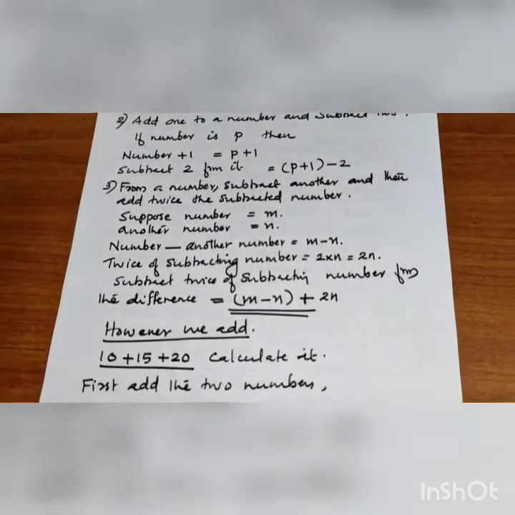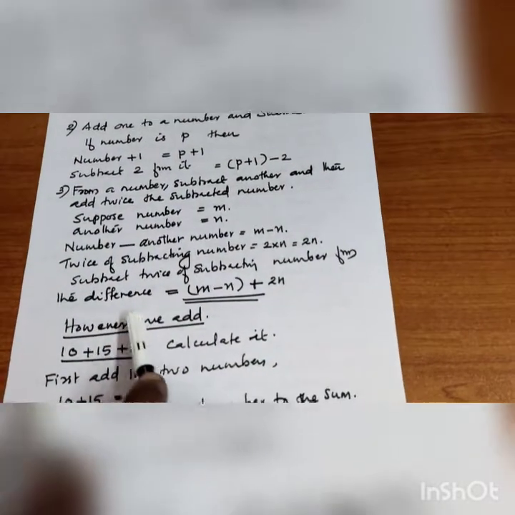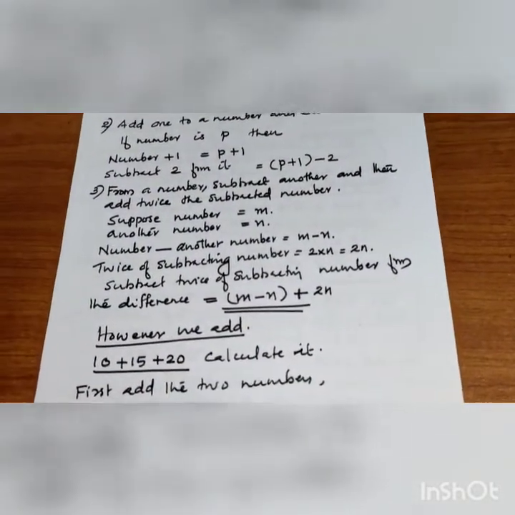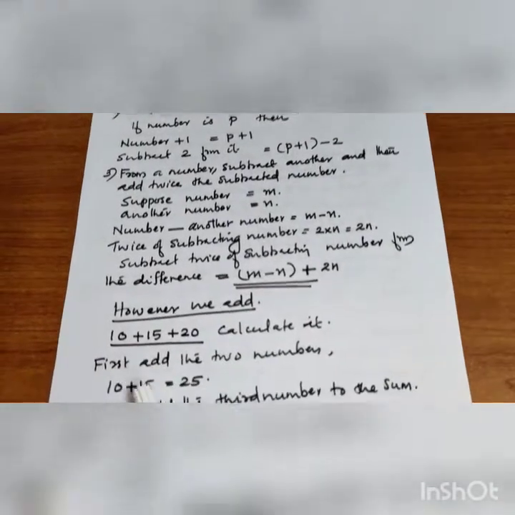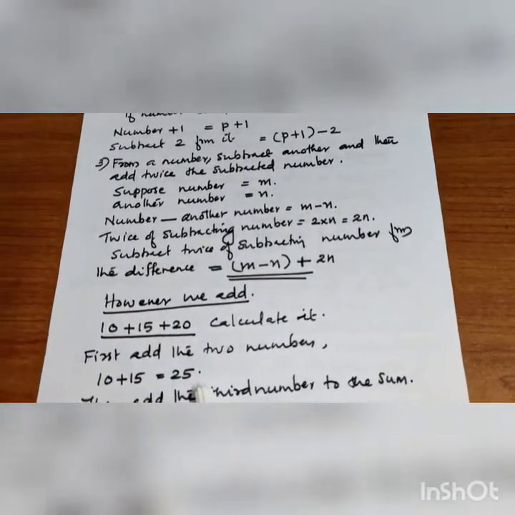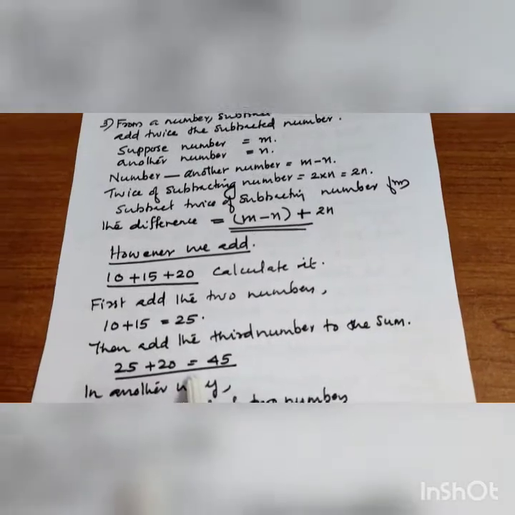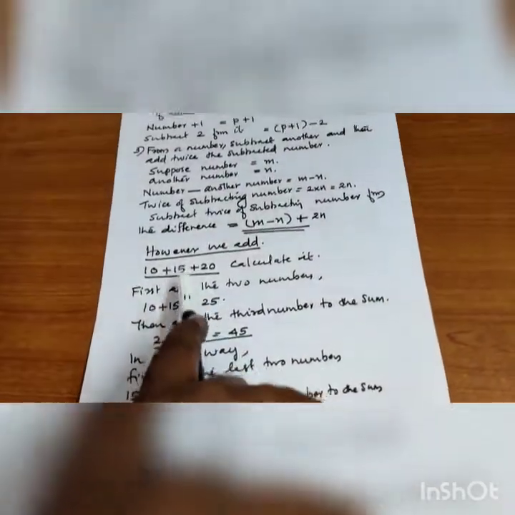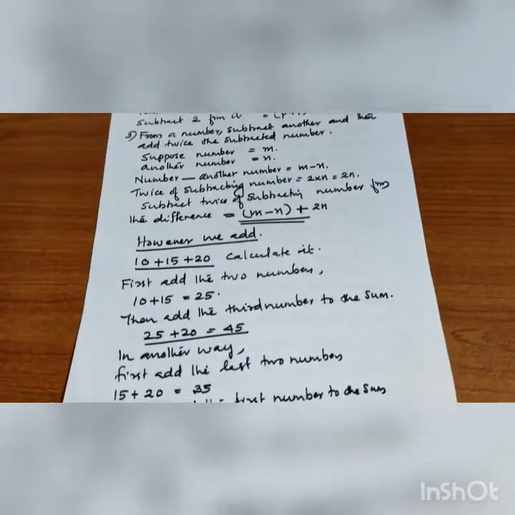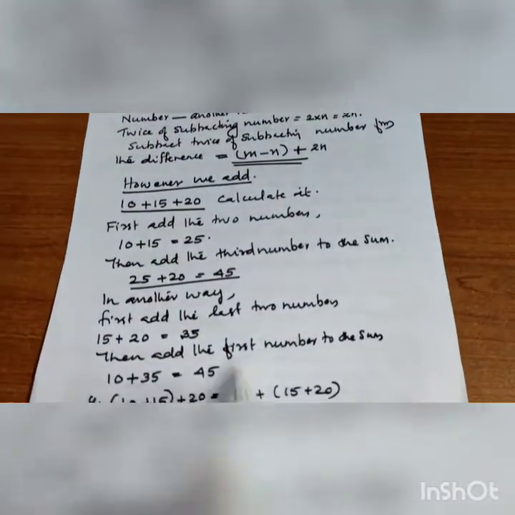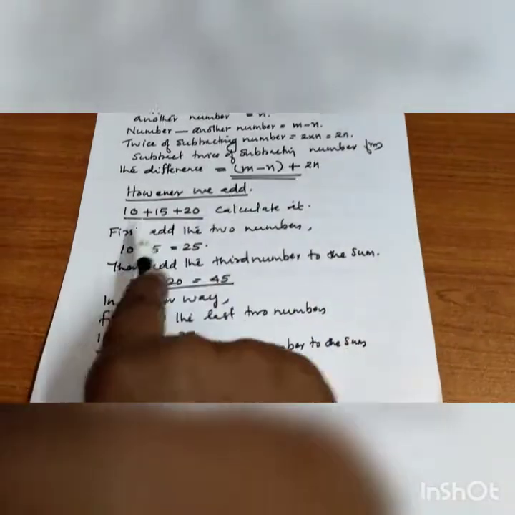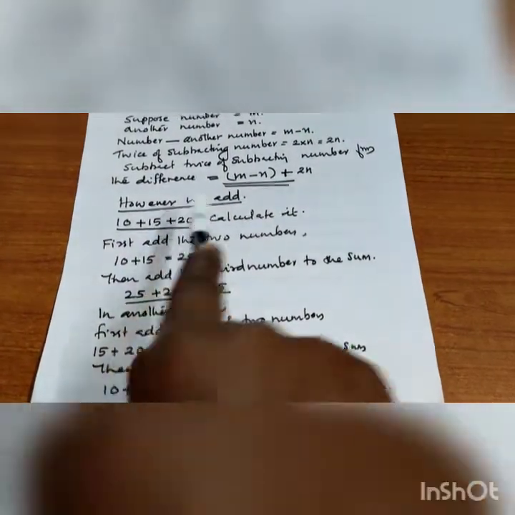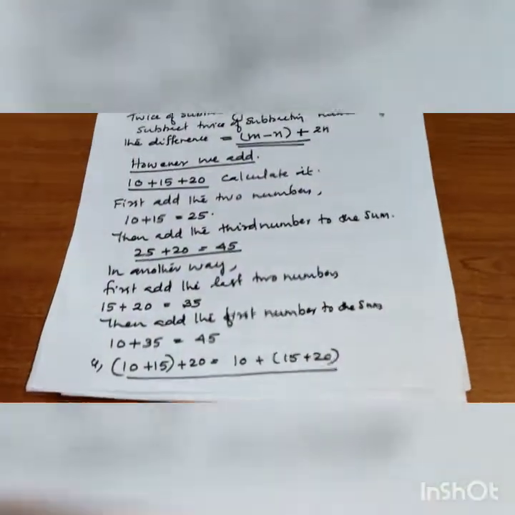However we add 10 plus 15 plus 20, calculate it. First we add 10 plus 15, that is 25. Then 25 plus 20 is 45. Or otherwise, first add 15 plus 20, 35. Then add 10, that is also 45. That is, first add 10 plus 15 and then add 20, which is the same as 10 plus 15 plus 20.